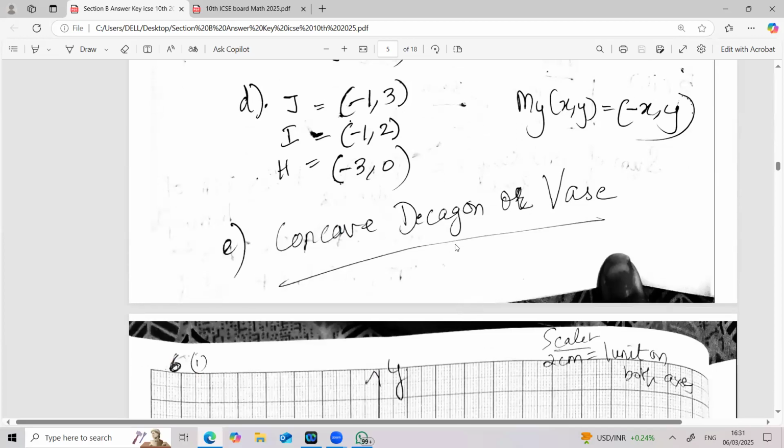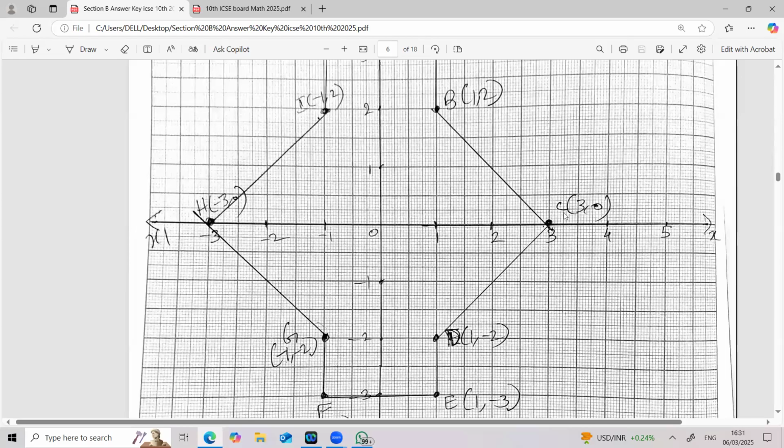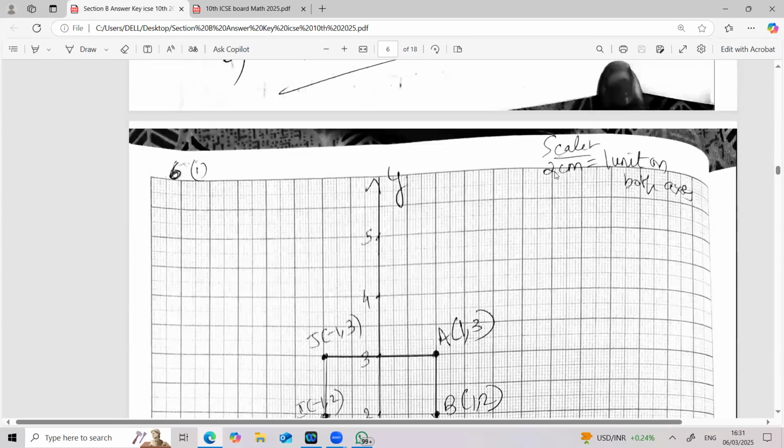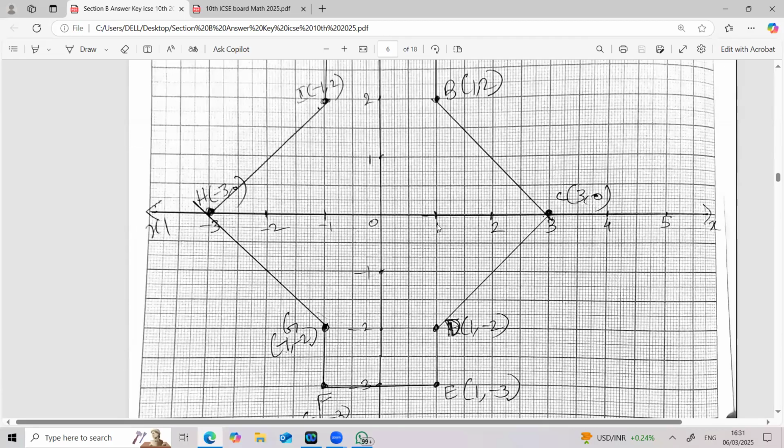So if you have written concave decagon or a flower vase, both are valid. You get a diagram like this. And I hope you all have followed the scale. It says 2 centimeter is equal to 1 unit. So at every second centimeter, mark your 1 unit. Okay.